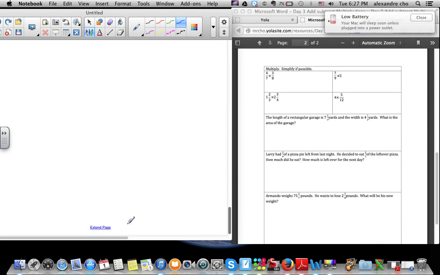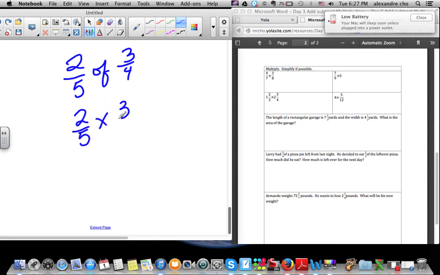Larry had 3/4 of a pizza pie left from last night. Ooh, I'm pretty sure you love this question. He decided to eat 2/5 of the leftover pizza. So he's eating 2/5 of the 3/4 that he had left over. So what does that mean? It means that you're going to take 2/5, and "of" means what? Multiply. So let's see what 2/5 of 3/4 really means. 2/5 of 3/4 means 2 times 3 is 6 over 20, or simplified, 3 over 10.